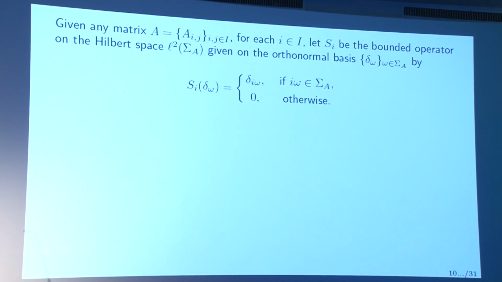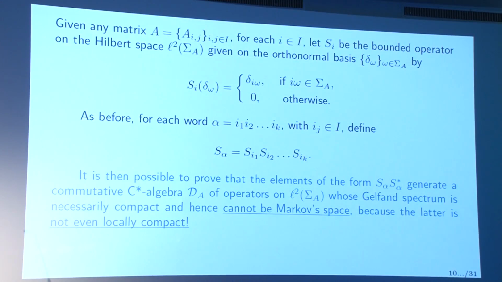So let's build operators on this huge Hilbert space as follows. For every i, meaning one of the symbols in our alphabet, let's take the canonical basis vector delta sub omega to delta i omega, of course, only when i omega is an element of our shift space. Otherwise, we simply throw in the towel and say that the vector goes to 0. As before, for every finite word on this infinite alphabet, we can build these operators S alpha. And it's possible to prove that the S alpha star, just like before, generate a commutative C-star algebra, which I'm again going to call D_A.